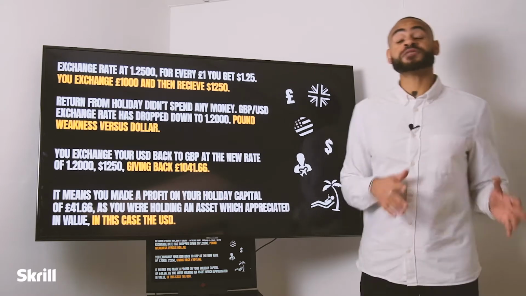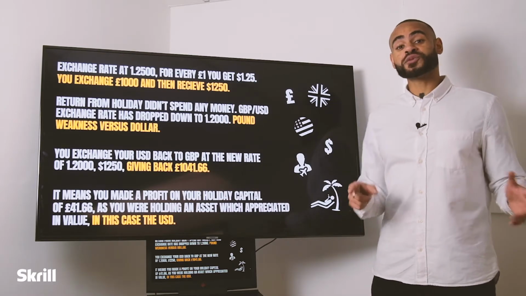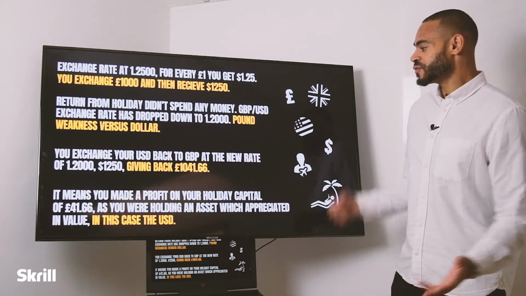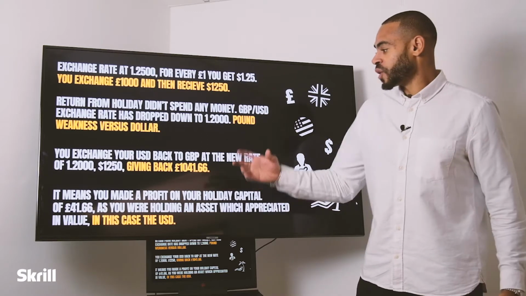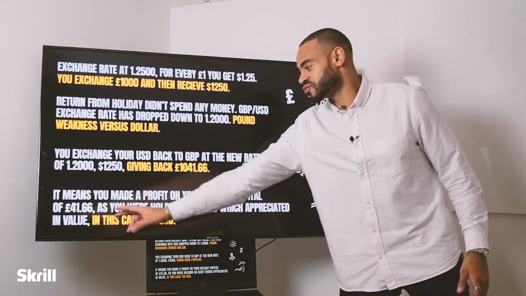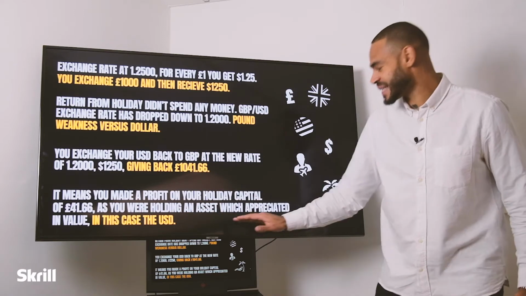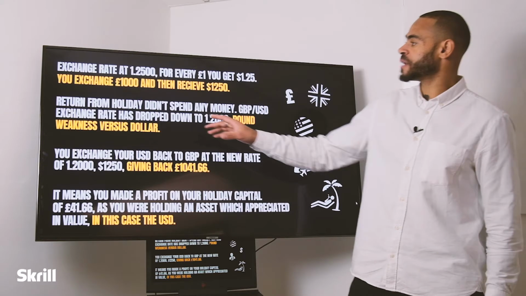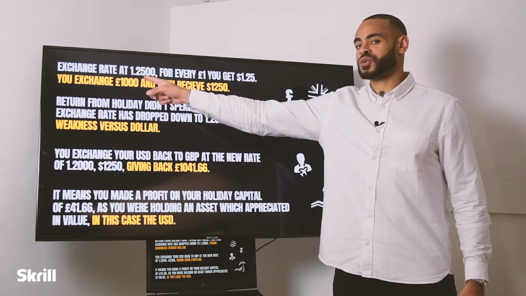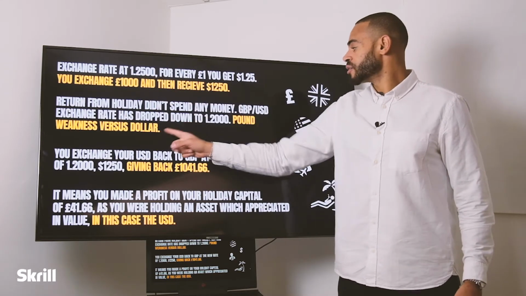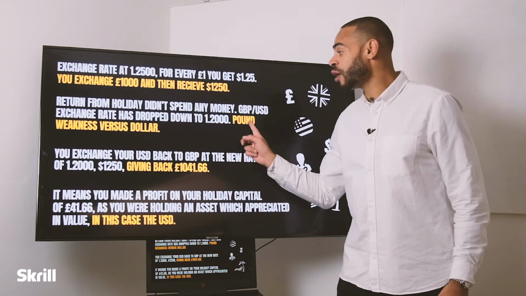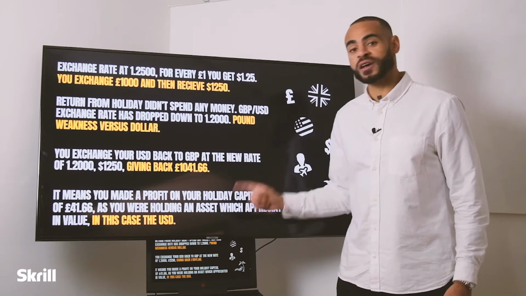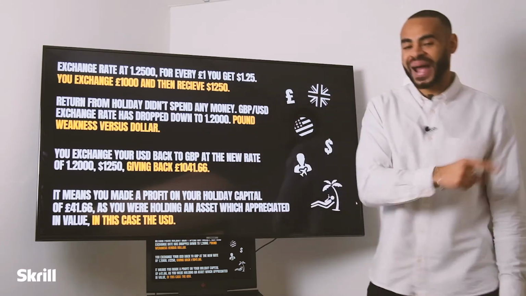£1,041.66. So that effectively means on your initial currency that you had exchanged from pounds to dollars, you've actually profited. You've gained profit on your capital of £41.66. The reason why is that you were holding an asset which appreciated in value, in this case a dollar, okay? Because remember we said when we first went, we got a rate of 1.25. When you returned, the rate dropped down to 1.20. So that was the pound falling versus the dollar, okay? So you made profit on those dollars, returning it back to GBP.